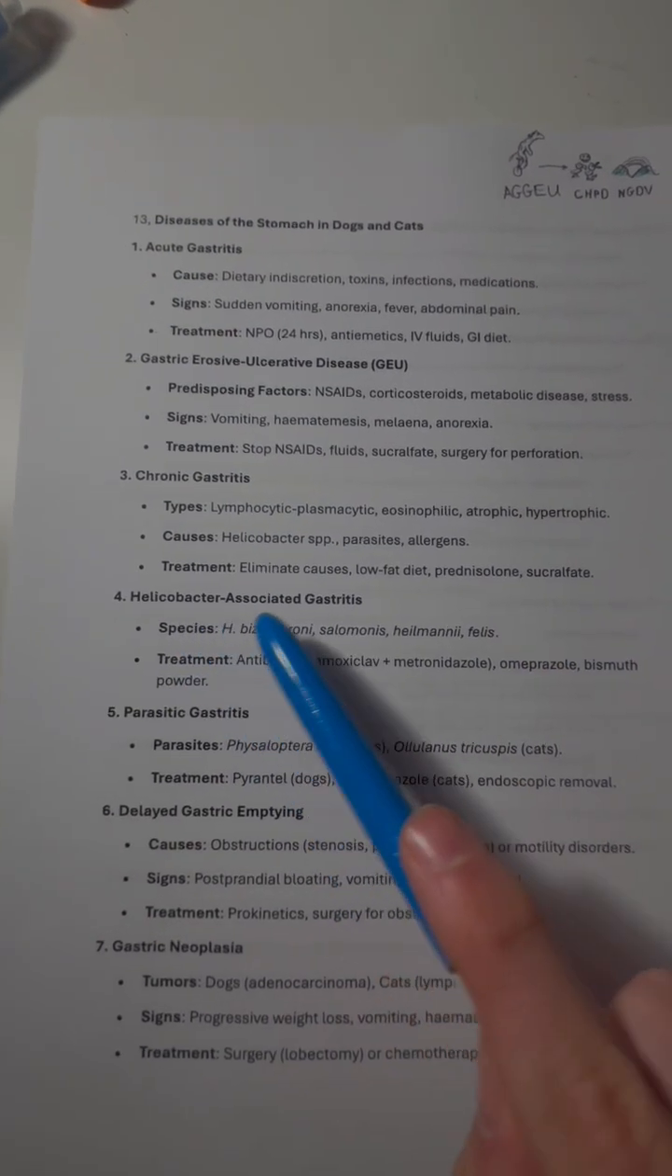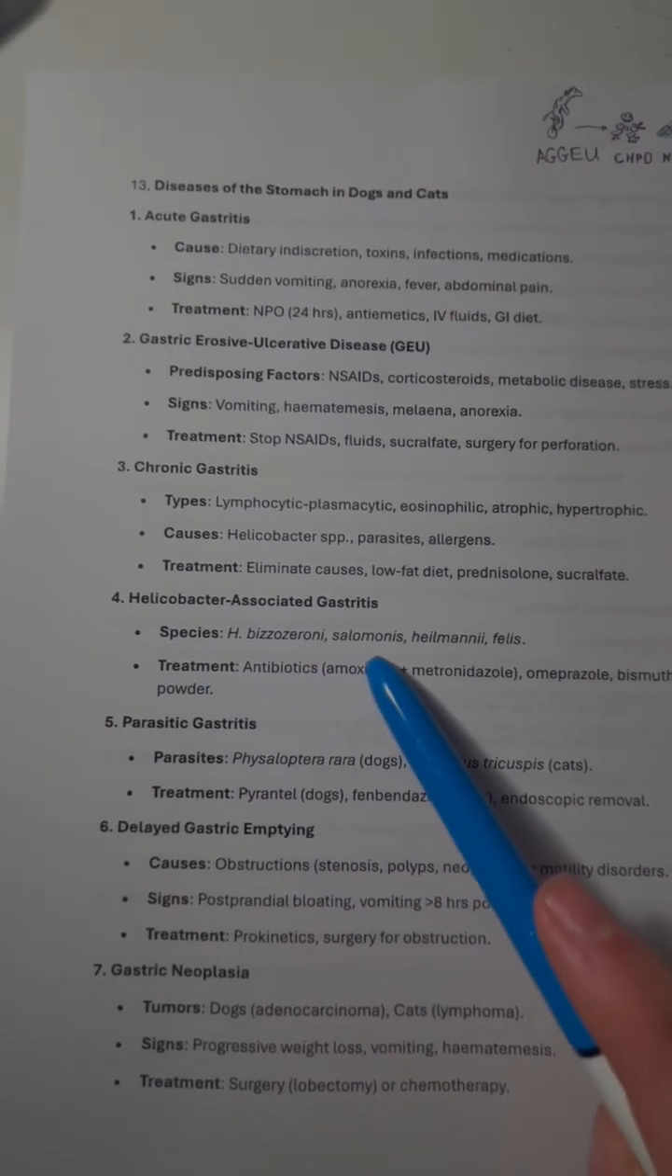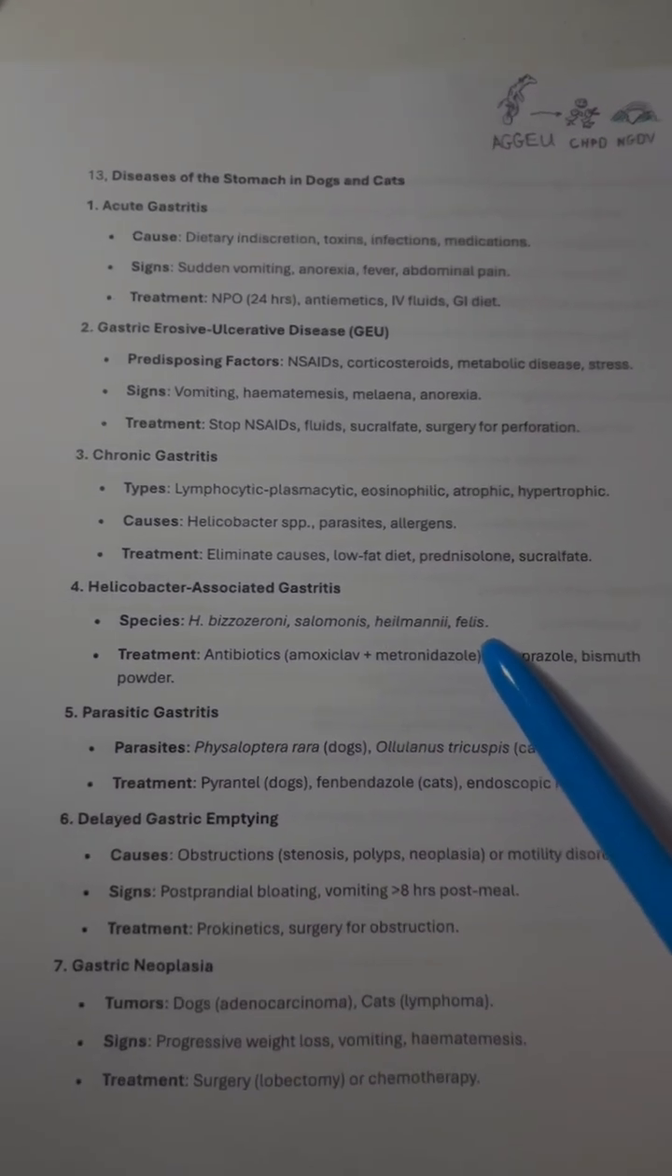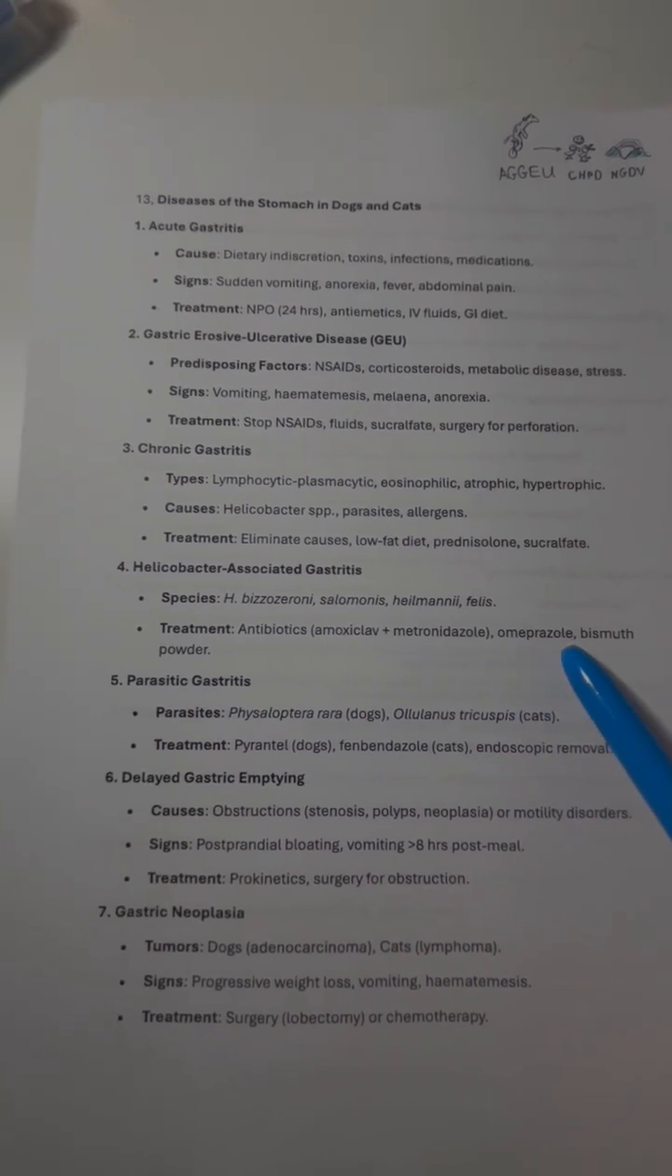For Helicobacter-associated gastritis, the species are Helicobacter bizzozeronii, salomonis, and felis. The treatments are antibiotics such as amoxiclav and metronidazole, and omeprazole.